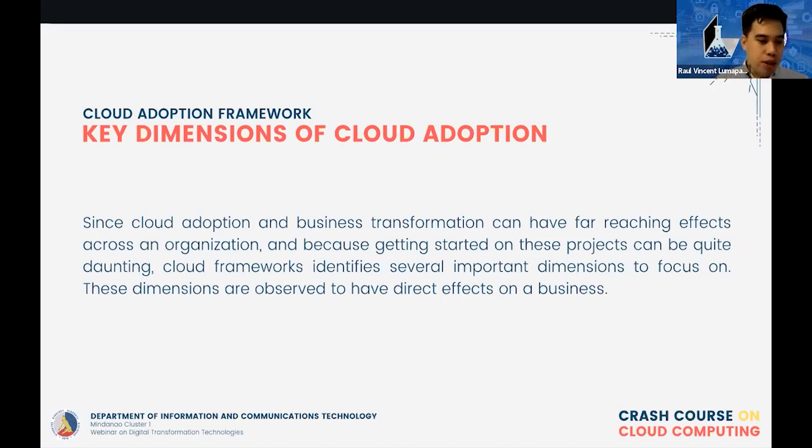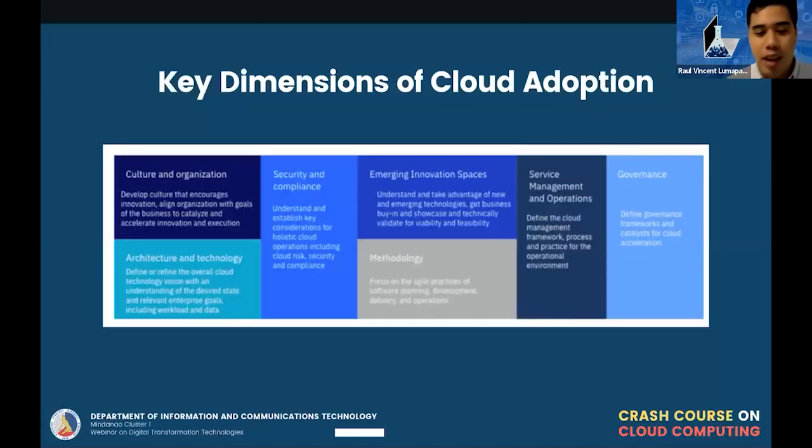Since cloud adoption and business transformation can have far-reaching effects on an organization, and because getting started on this project can be quite daunting, cloud frameworks identify several important dimensions to focus on. These dimensions are observed to have direct effect in business. And what are these key dimensions? Okay, so these are the key dimensions of cloud adoption.